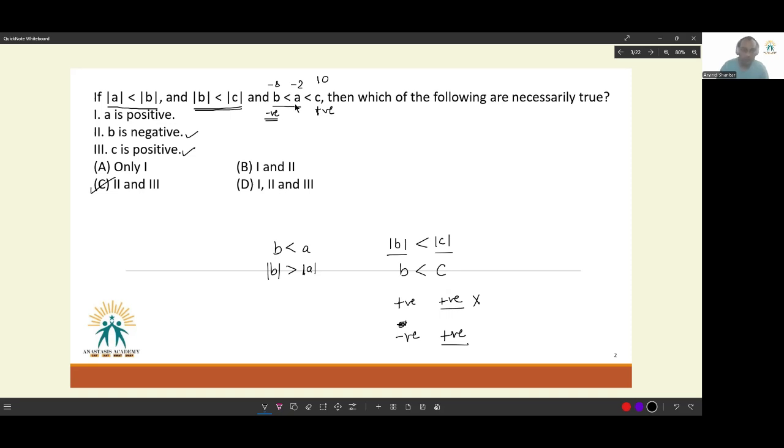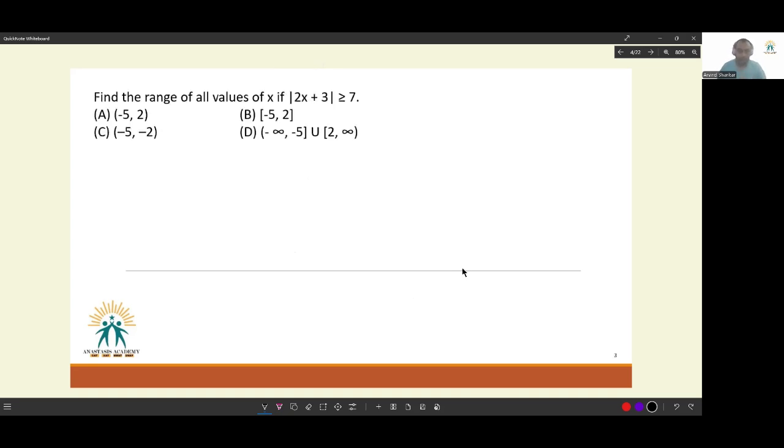And B is the smallest one. A is the middle one. C is the largest one. We could also have -8, 2, and 10. Even here, everything would be satisfied. So the value of A being positive or negative, we cannot be certain, but C has to be positive. Therefore, the correct answer here has to be option C.